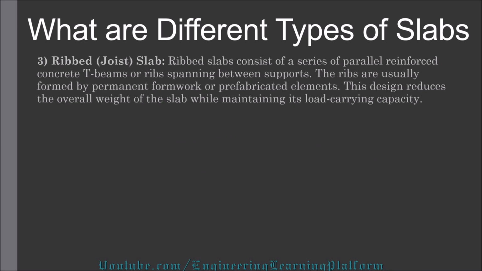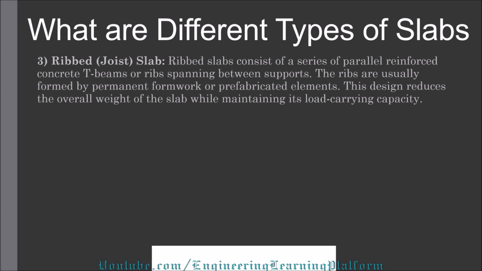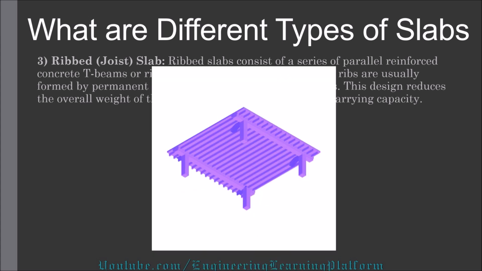Ribbed slab or joist slab. Ribs are the beams or joists that support this slab in smaller spans. Ribbed slab consists of a series of parallel reinforced concrete T-beams or ribs spanning between the supports. These are closely spaced beams. Ribs are usually formed by permanent formwork or prefabricated elements. This design reduces the overall weight of the slab while maintaining its load carrying capacity. The rib slab has a very small thickness as the supports or the ribs are placed closely.